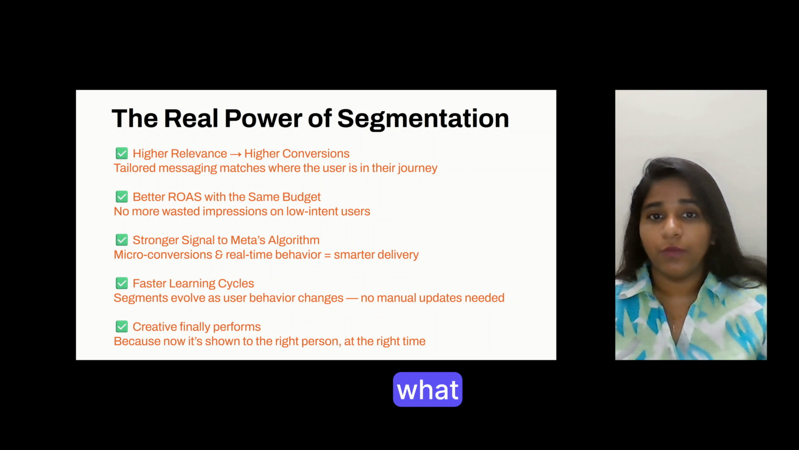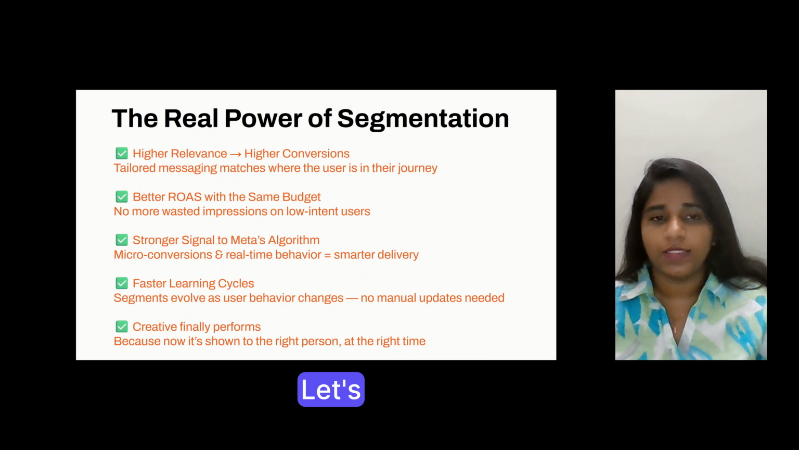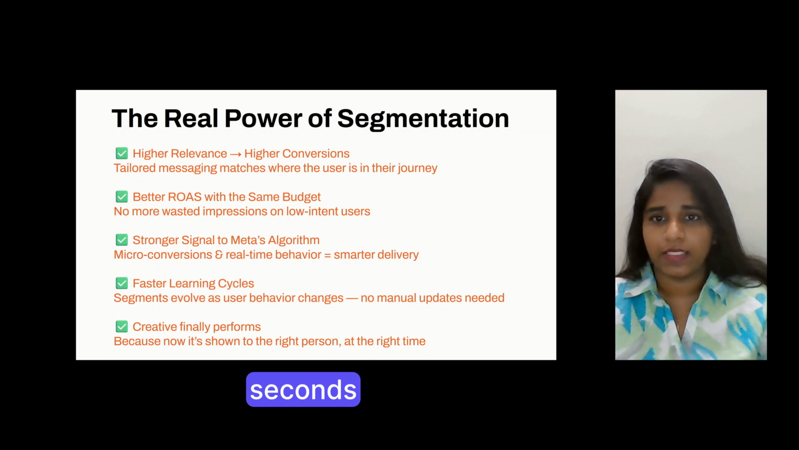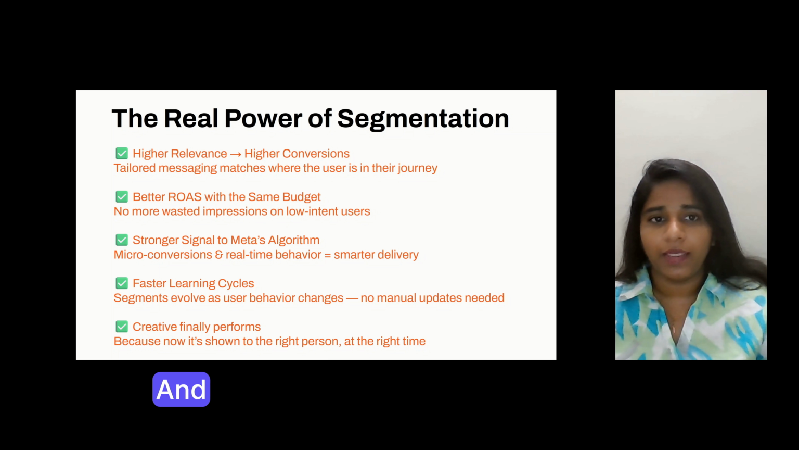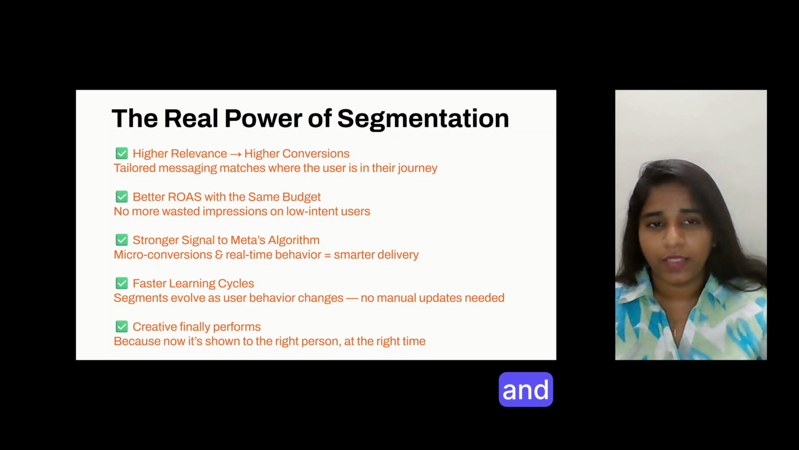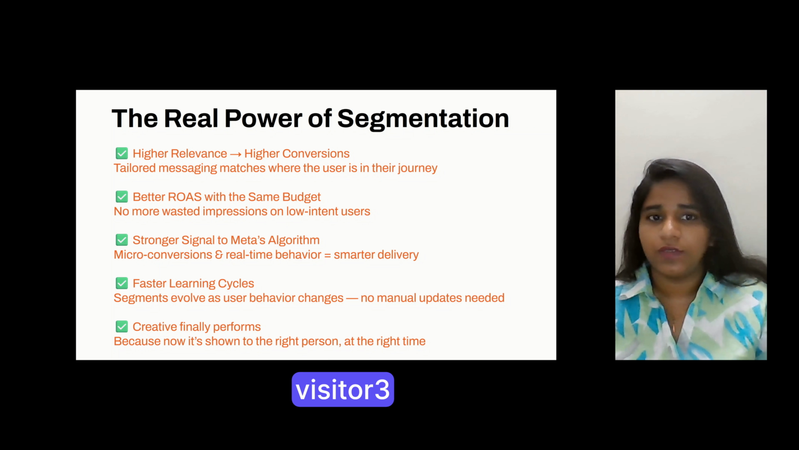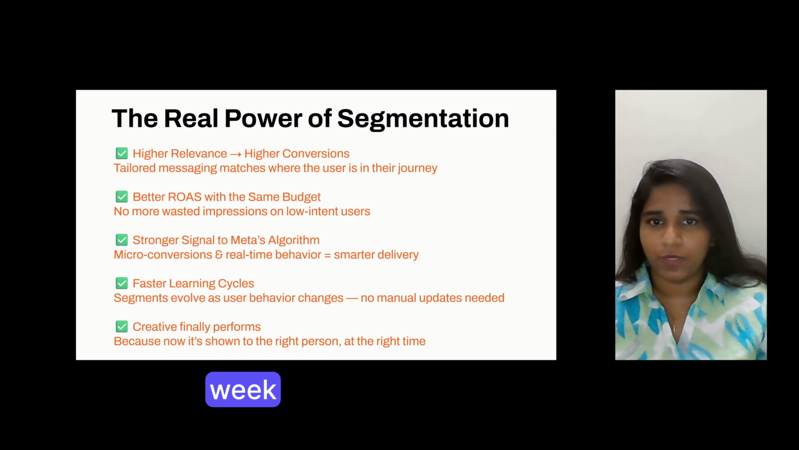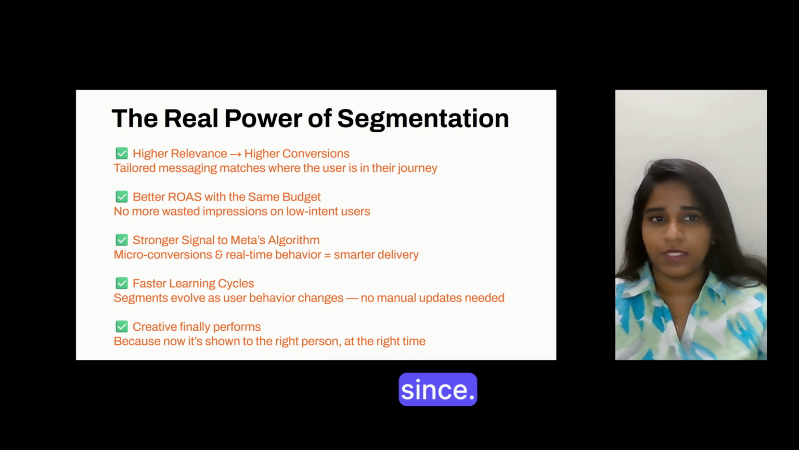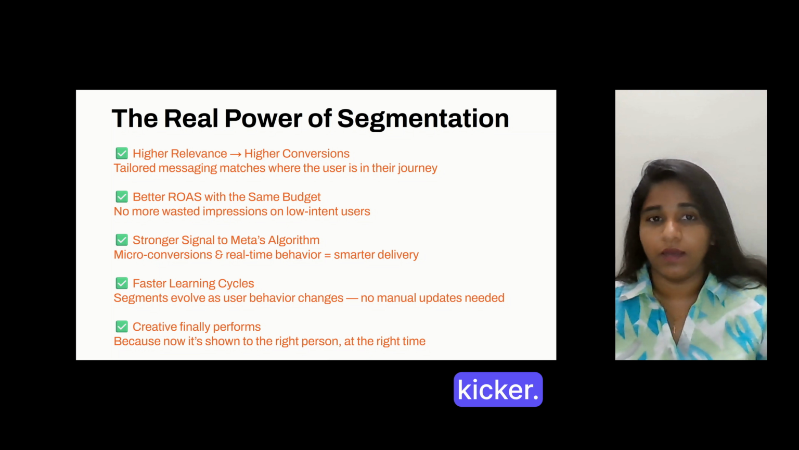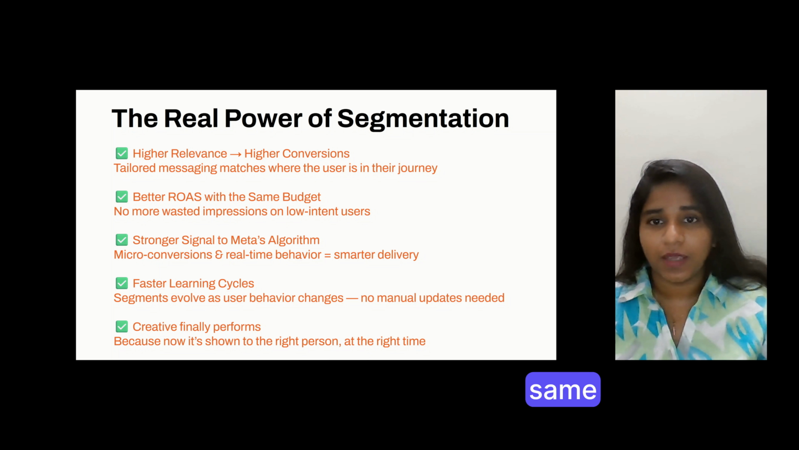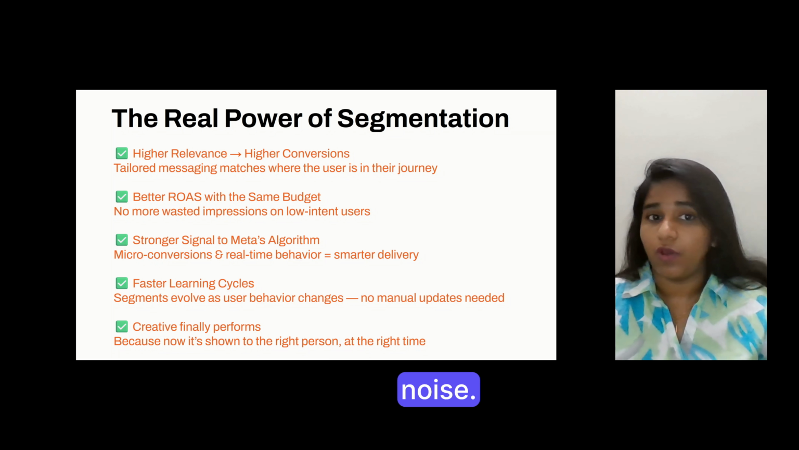So let me show you what exactly it looks like. Let's imagine a visitor, let's call them visitor 1, landed on your hero product page, spent 60 seconds there, and then bounced back. And then visitor 2 added something to the cart, reached the checkout, and then vanished. And then visitor 3 wishlisted an item last week and has checked back 3 times since. Now, here's the kicker: you're showing all of them the same 20% off dynamic product ad. That's not marketing, that's noise.